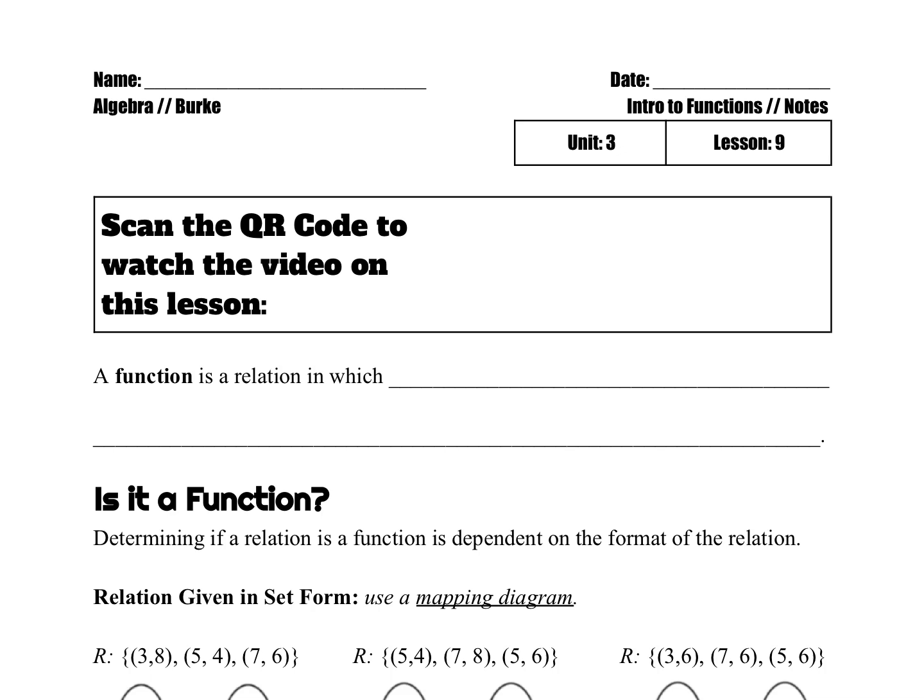Okay, guys, today we're going to be talking about what a function is, and from various forms, can you determine if a given relation is a function? So a function is a relation in which, this is very important, each input maps to exactly one output. Each input maps to exactly one output.